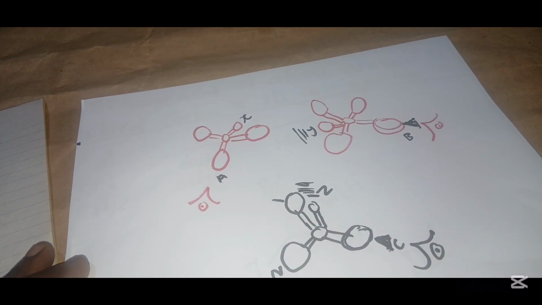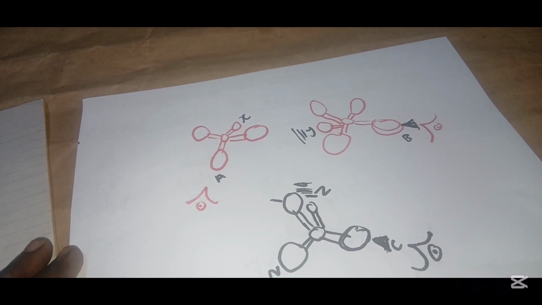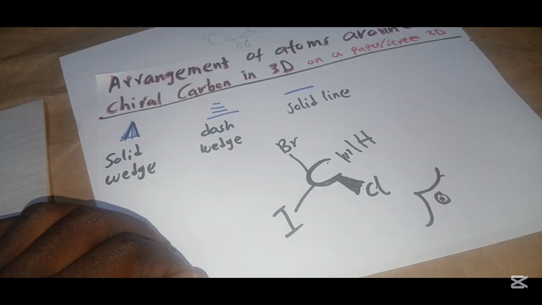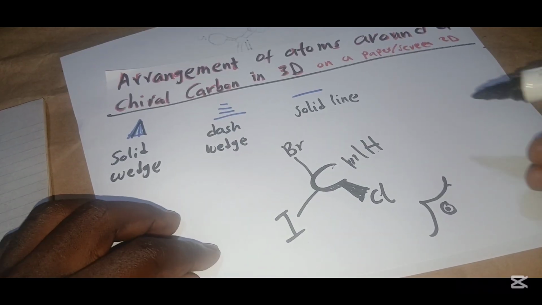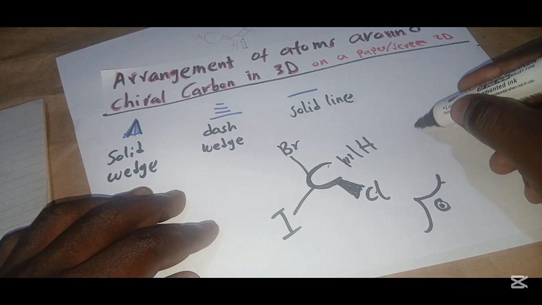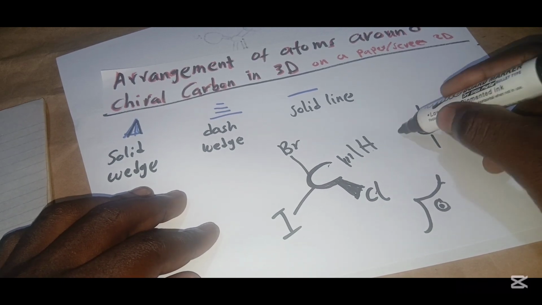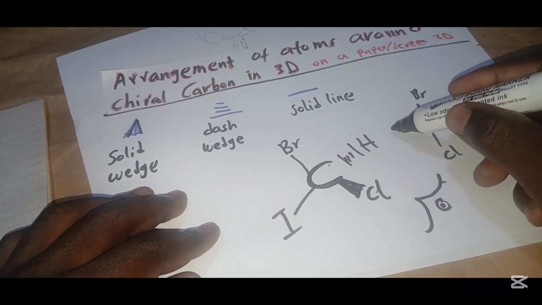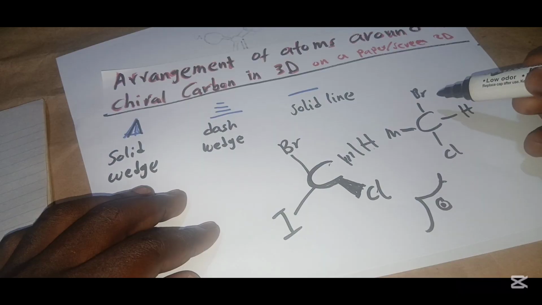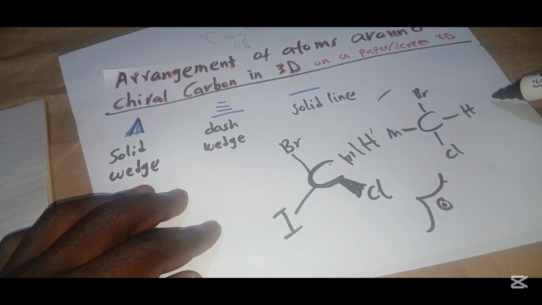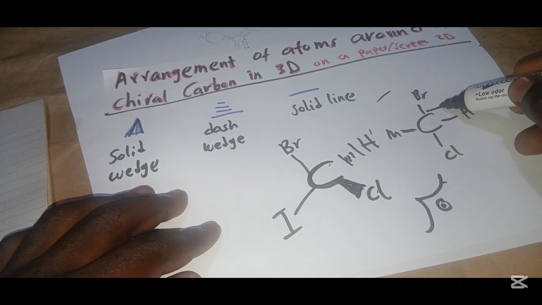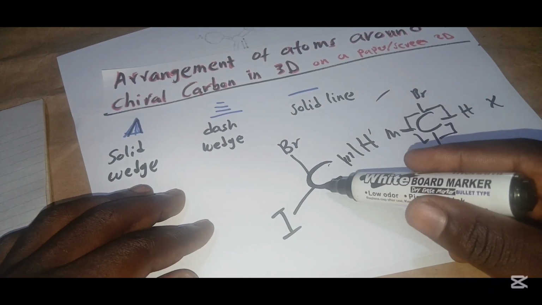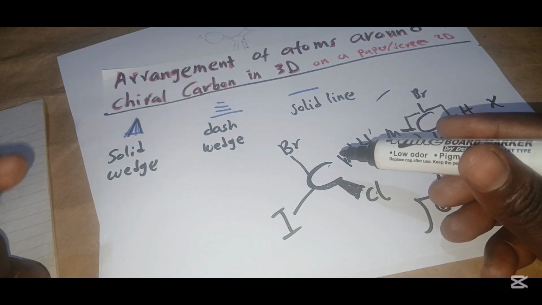Now, we will be needing this in the nomenclature, the R and S configuration of molecules. One thing you need to know is that when drawing a 3D molecule, we don't draw it in such a way that the atoms are 90 degrees apart. We don't draw them like this one here. This one is wrong because the atoms are 90 degrees apart. So this should be the right representation of a 3D molecule.